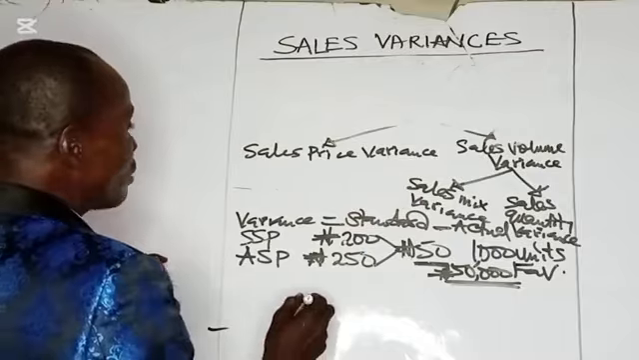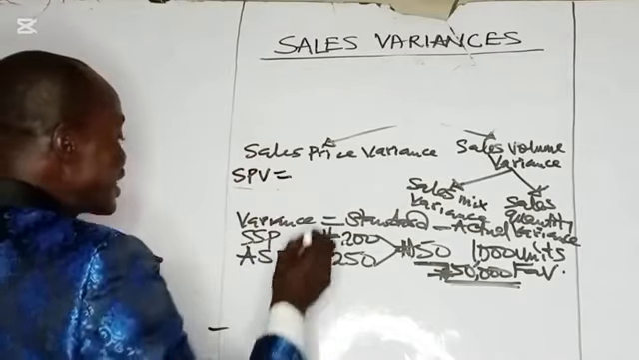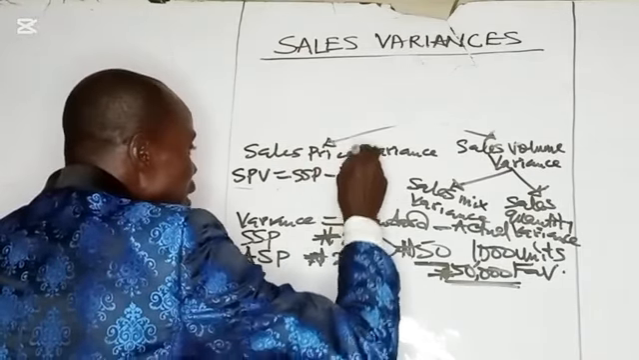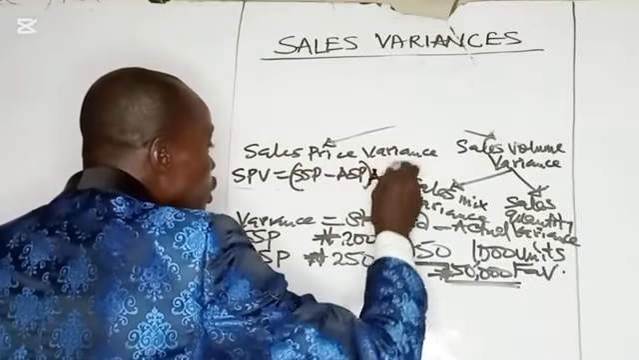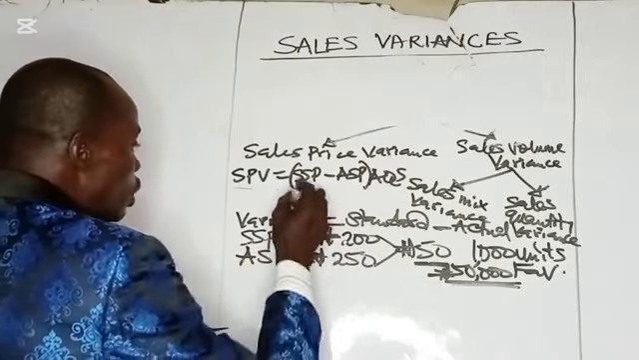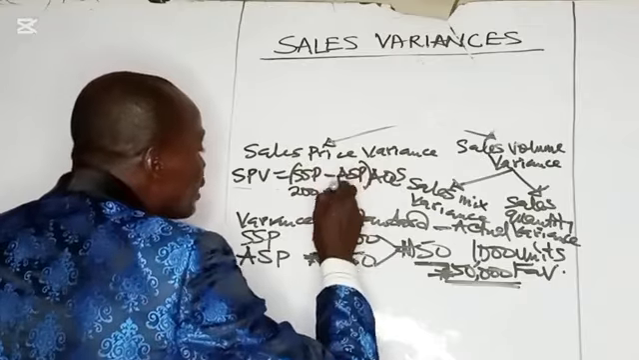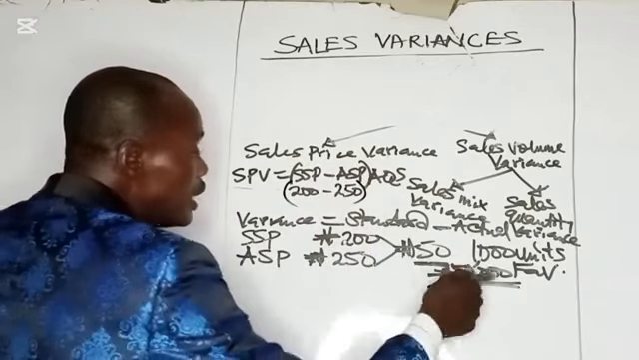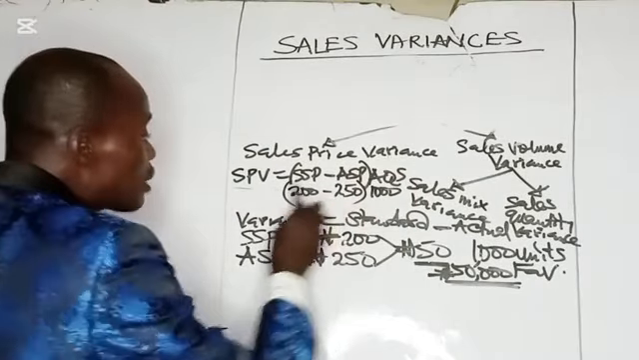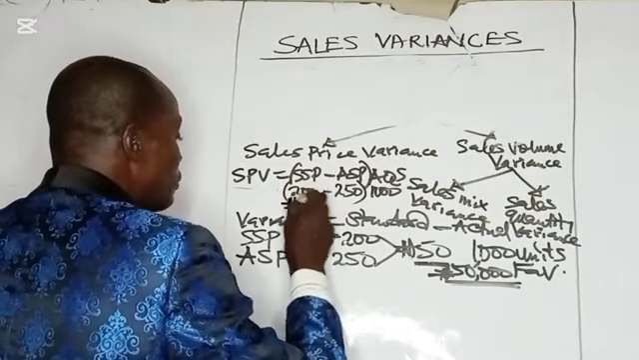Therefore, that is why we say sales price variance is standard selling price minus actual selling price multiplied by actual quantity sold. Remember, your standard selling price based on my illustration is 200 naira, the actual selling price is 250, and the actual quantity sold is 1,000. 200 minus 250 gives us 50 naira, and 50 naira times 1,000 gives us 50,000 naira.